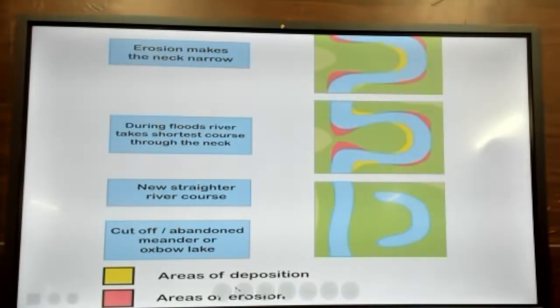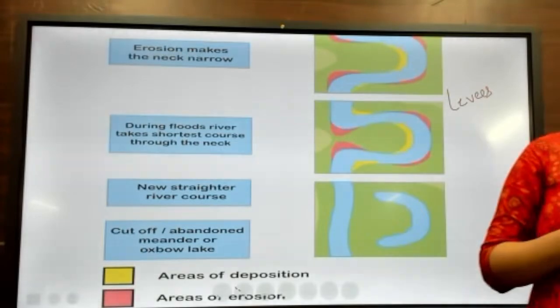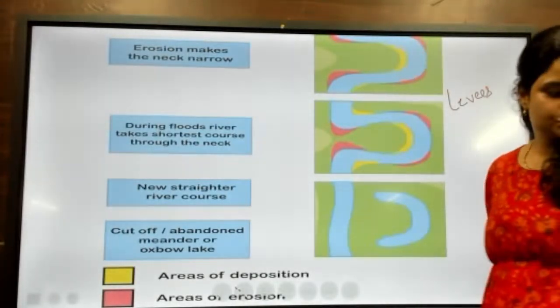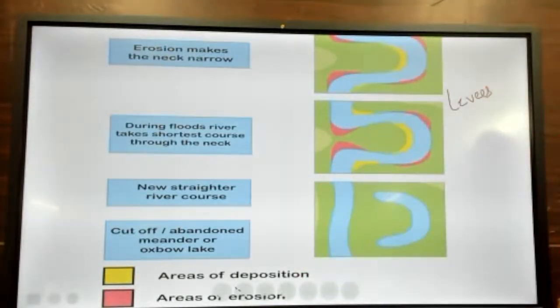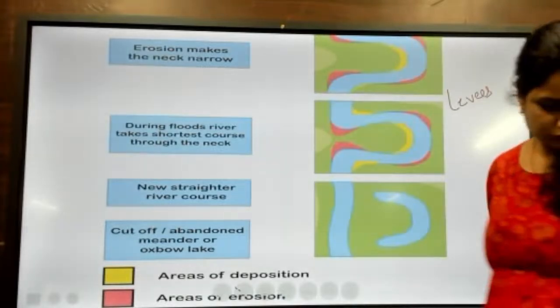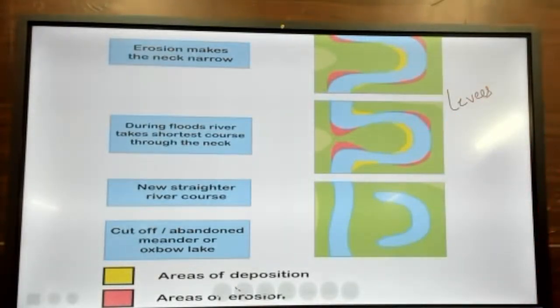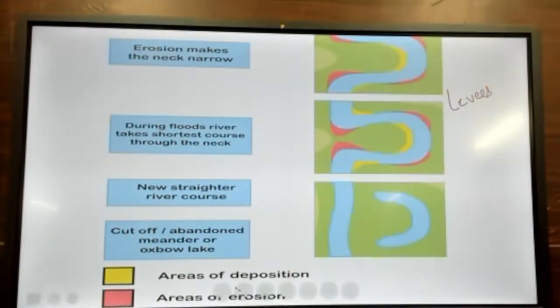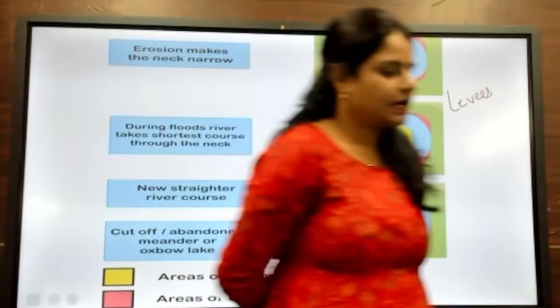Next, levees. Write down: raised bed and bank of the river due to frequent flooding. Next, floodplain. It is a flat area of land adjacent to a river.